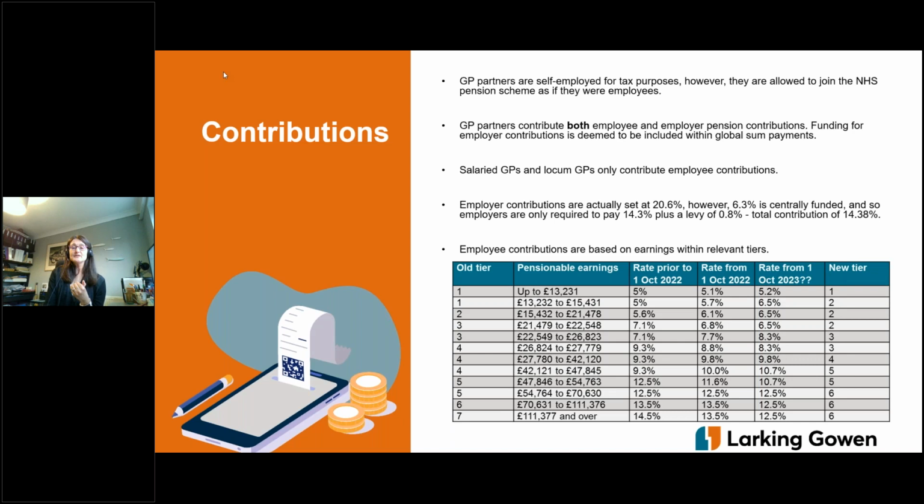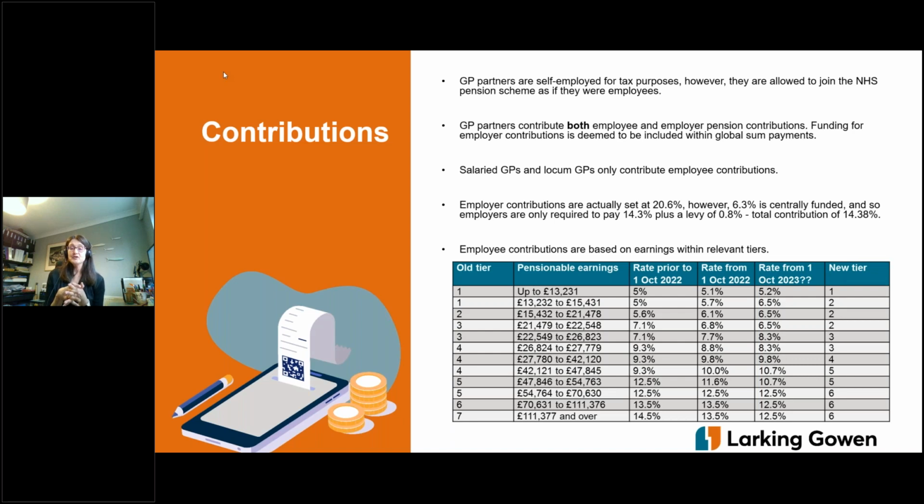Now, the employer contributions are actually 20.6%, but for GP partners and for salary GPs, the practices only pay 14.3% of that plus this administrative levy, and the other 6% is topped up behind the scheme. Every year they have reconfirmed, no, we're not going to pass on that extra 6% to the doctors, but obviously that is something that they could do in the future.